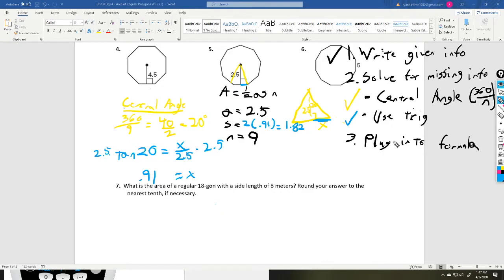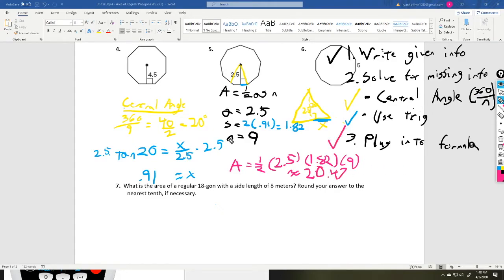And now we can plug all our numbers into the formula to get out our answer. Don't forget, solving for x, just because you solve for x doesn't mean you're done. You got to keep going and get all the numbers into the formula, get out an answer for the area. So area equals 1/2 the apothem, which is 2.5, times your side length, which is 1.82, times the number of sides, which is 9. And when you do that, you should get about 20.47.